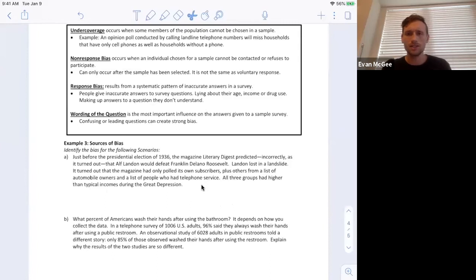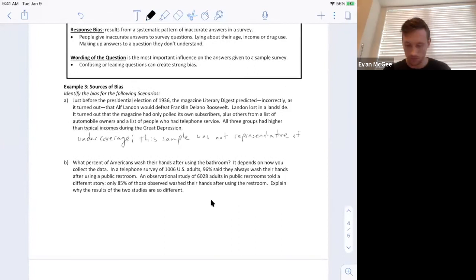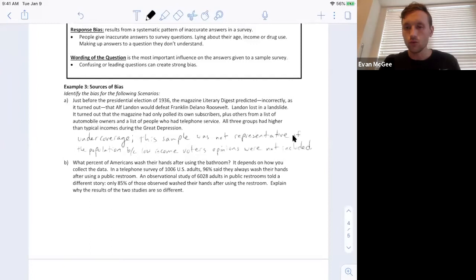So the bias here is undercoverage. If they were only pulling from these lists, the people who subscribed, the people who had automobiles, and the people who had telephone services, then all the people that had lower income never had a chance of being selected into the sample. This was not a representative sample because low-income voters' opinions never had a chance of being included.